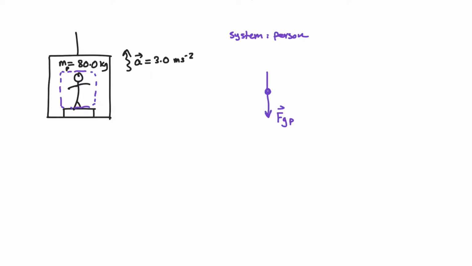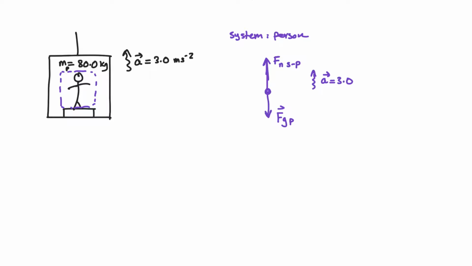But in terms of the magnitude of this force, you can see since the person is accelerating upwards, this force needs to be larger. So I'm going to draw this a little bit bigger, and this is going to be the normal force acting from the scale onto the person, and my object is accelerating upwards at a rate of 3 meters per second squared.